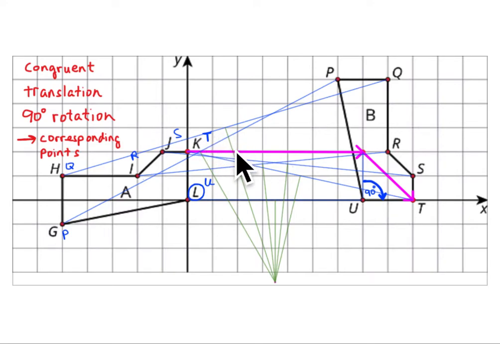And so the side that comes off of this and goes in this direction will point you towards the center of rotation. You do that with several of these, and you find that they all intersect at the center of rotation, and that shows you the point around which to rotate A, in this case 90 degrees, to get to B. So A is congruent to B.